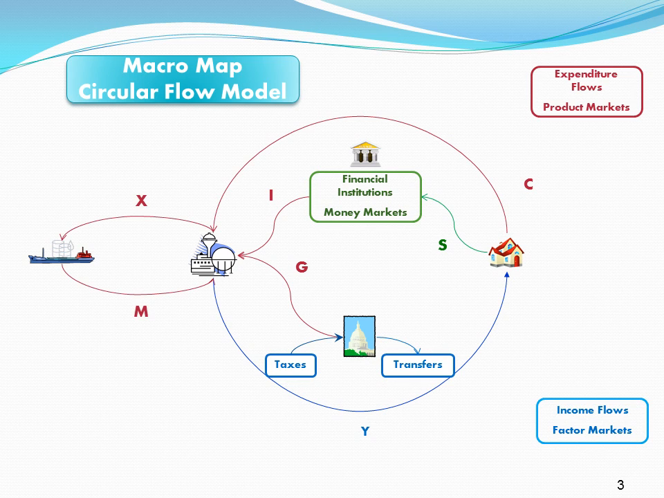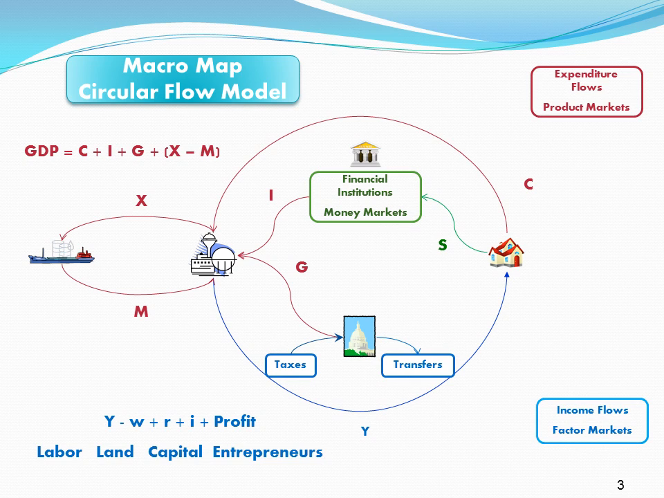To open the economy, we have exports and imports. And measuring GDP, that is gross domestic product, from the top loop of the circular flow is C plus I plus G plus X minus M. And from the bottom loop, income is equal to wages, rent, interest, and profit, going to the four factors of production: labor, land, capital, and entrepreneurship.